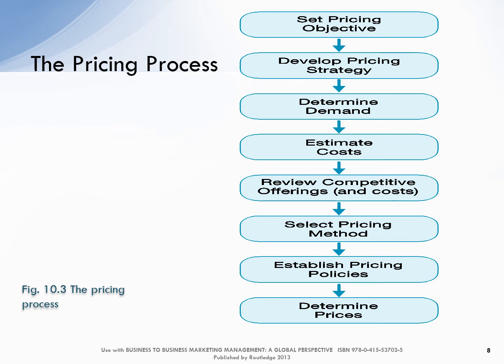The pricing process. You can see in this figure the steps of the pricing process. It starts with setting price objectives, develop pricing strategy, determine demand, estimate cost, review competitive offerings and cost, select pricing method, establishing pricing policies, determine prices. So with these steps, a company can determine the prices of its products. I am going to explain these steps one by one.